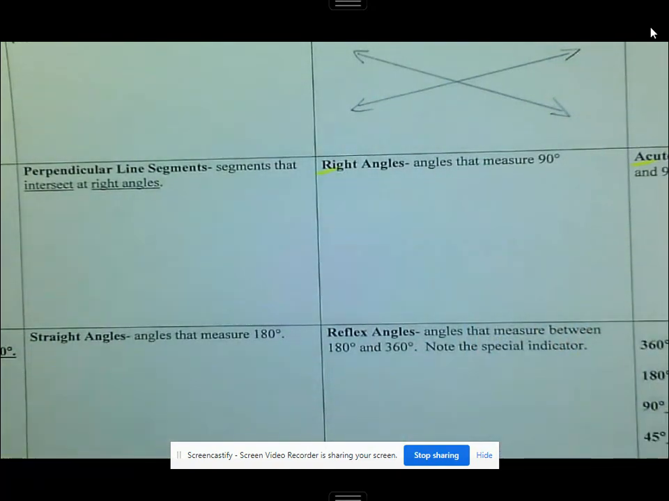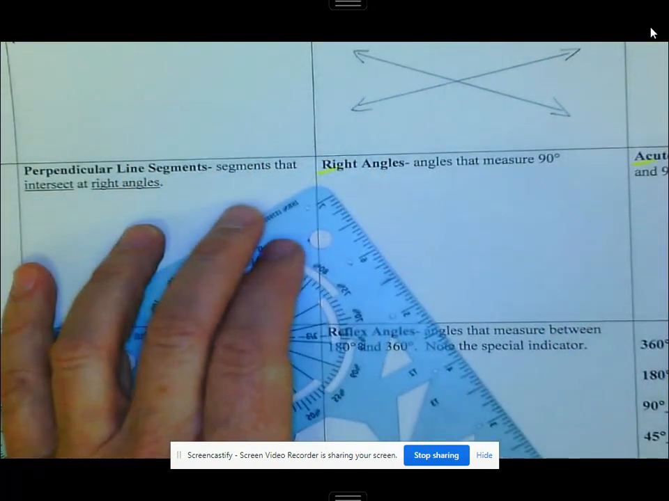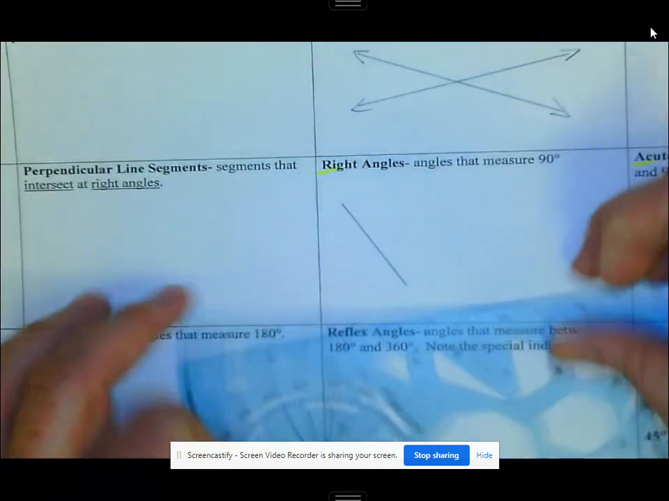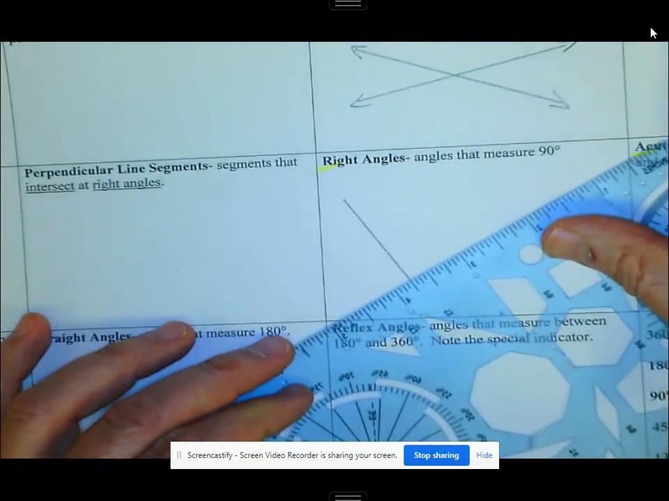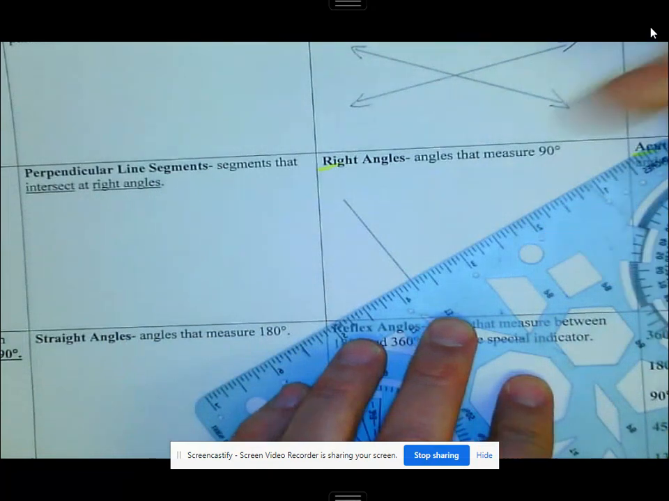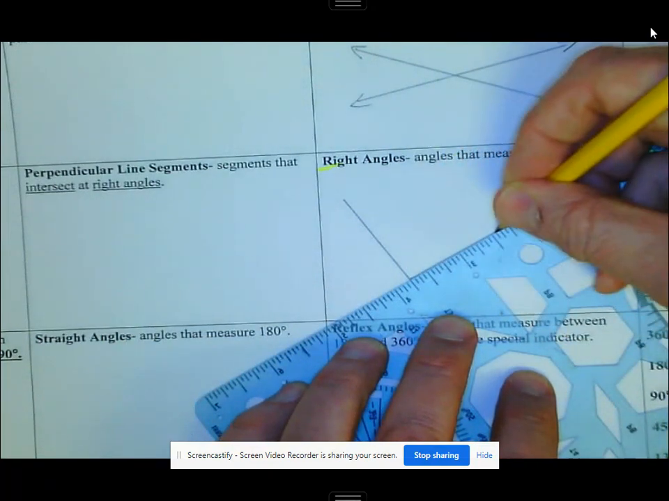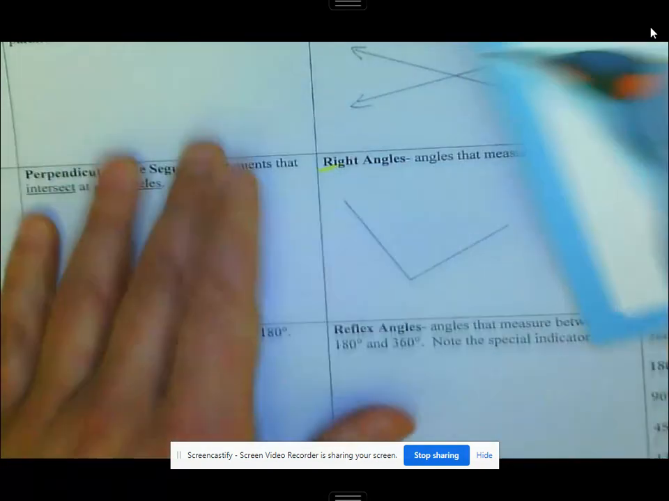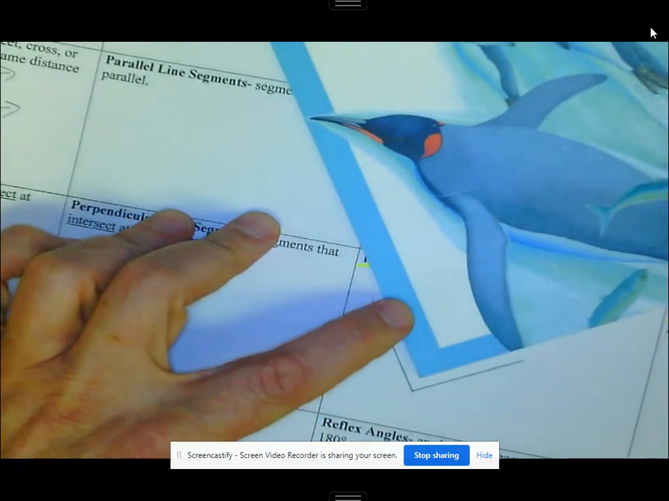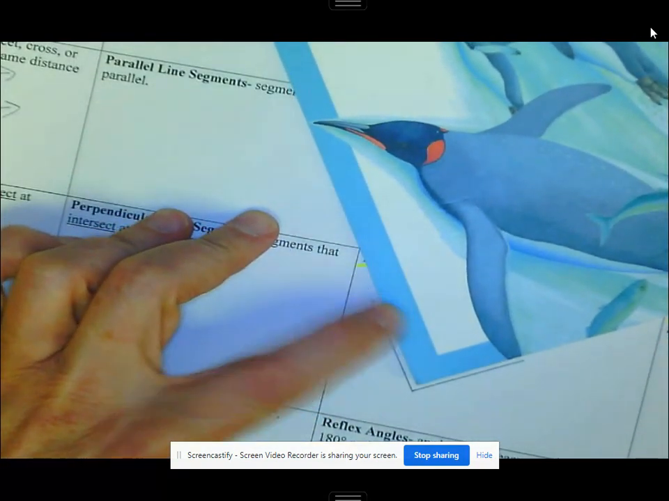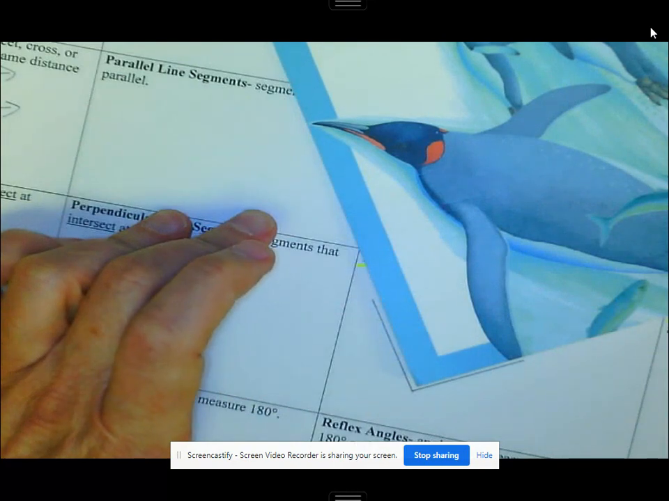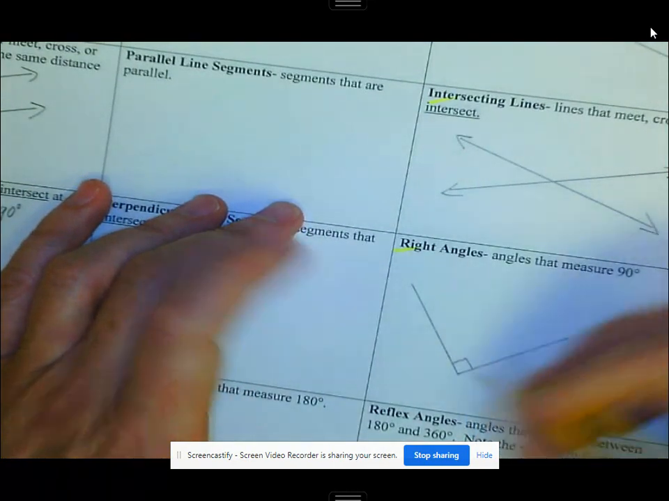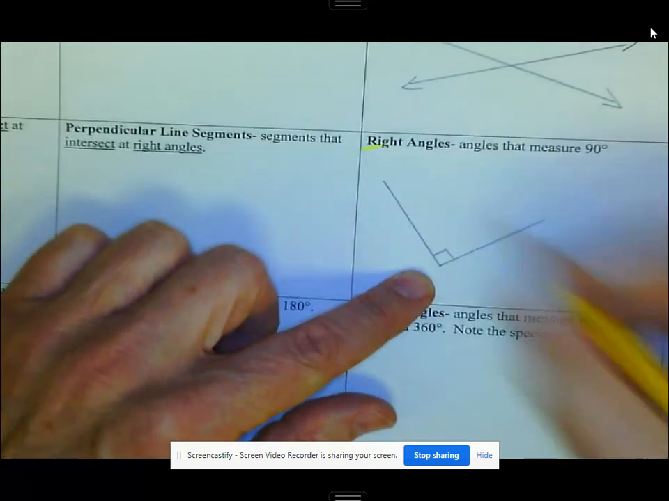Right angles are angles that measure 90 degrees. What's kind of handy about a right angle is that they are fairly easy to identify because they basically form a corner of a square. Or if I take this book, the corner of this book fits into this angle very nicely. And it is a right angle and is indicated again by a little square.